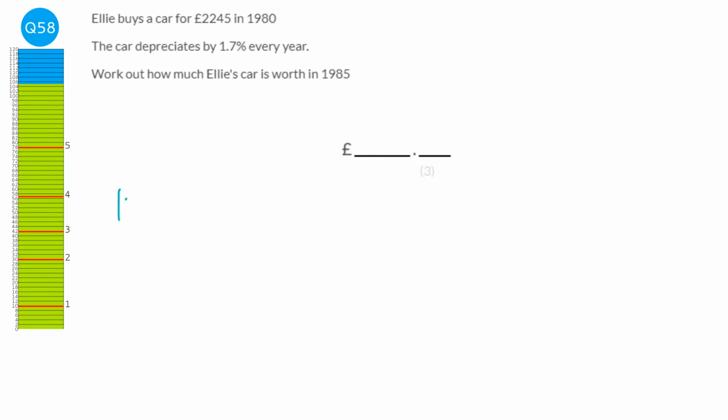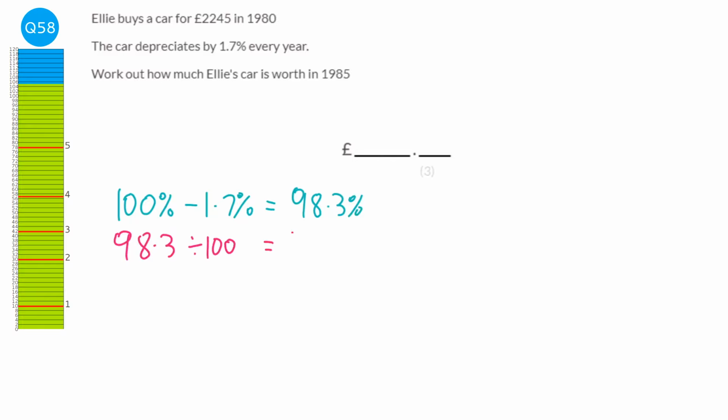So we're going to start off with 100%, and it says that the car depreciates. That means it goes down by 1.7% every year. So we do 100 take away 1.7, which is 98.3, and that's percent. And we want that as a decimal, or as a multiplier we call it. And so we just divide it by 100 to make it into a decimal, 0.983. And that's our multiplier.